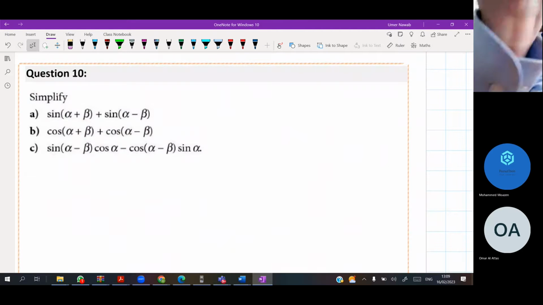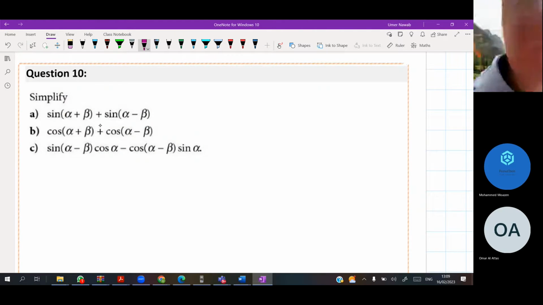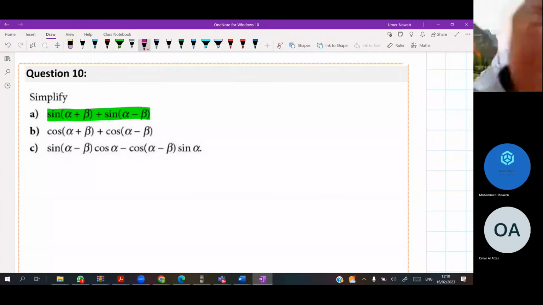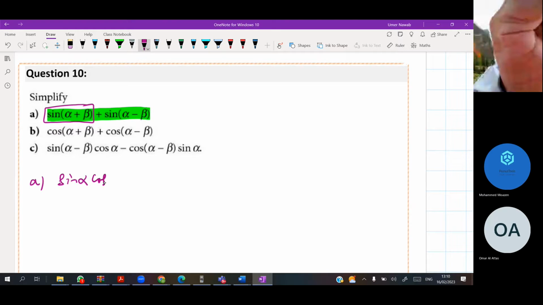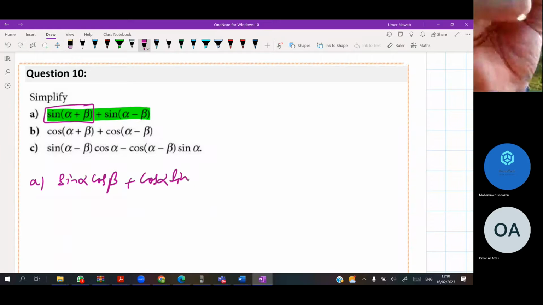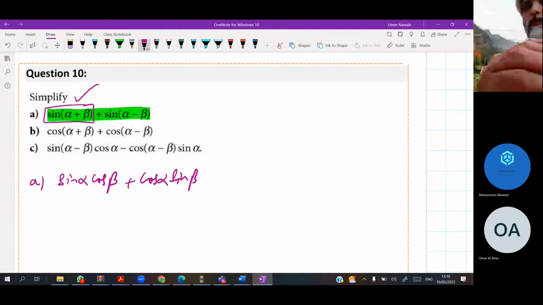In question number 10 of trigonometry, you can see that I have to apply the compound angle identities. First, this thing has to be opened up. So sine alpha cosine beta plus cosine alpha sine beta. So this is the expansion of this.